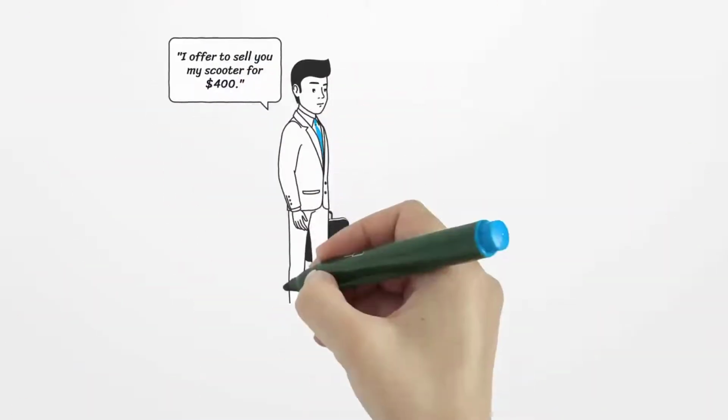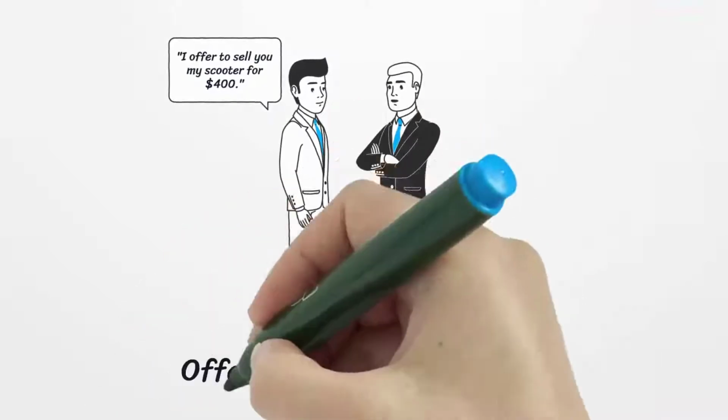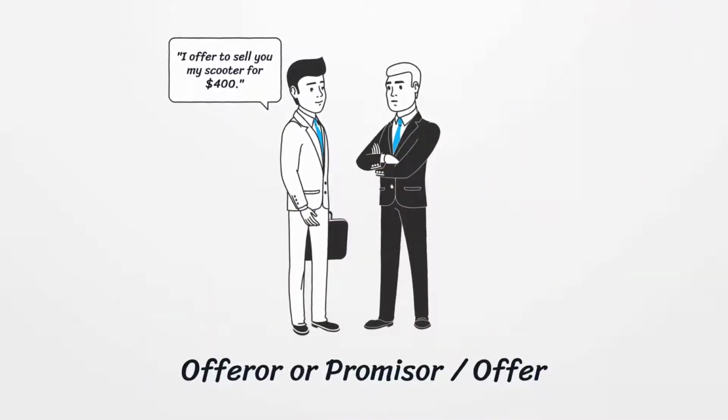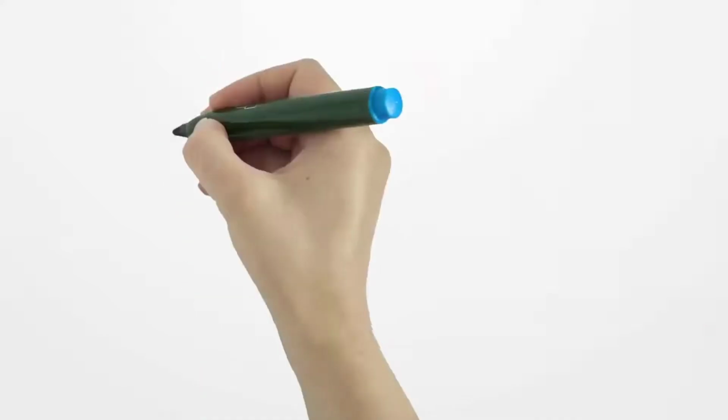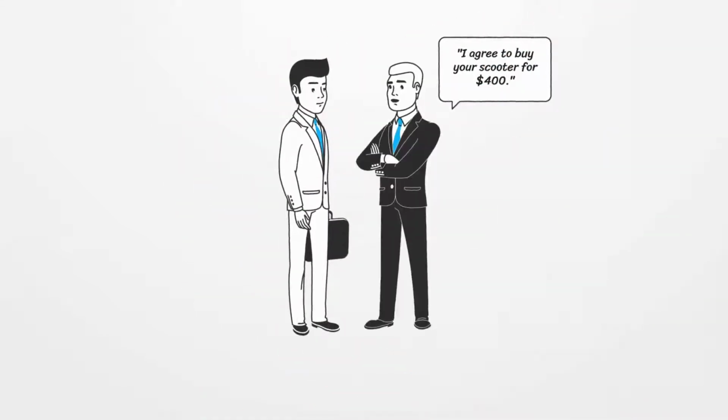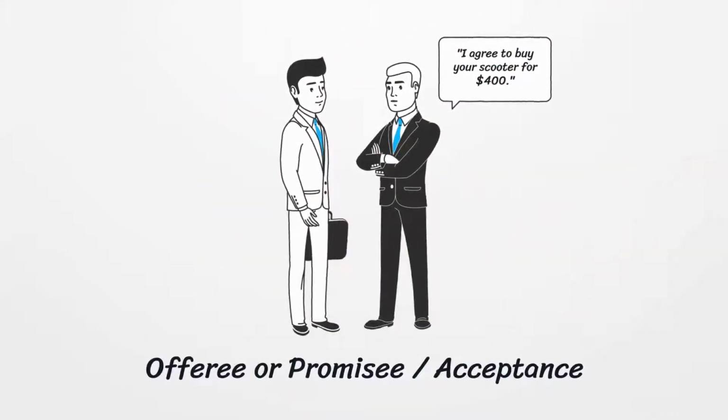The offer is made by the offerer or the promisor, and it must communicate something specific to the offeree or promisee. Here's an example of an offer. The offerer says to the offeree, "I offer to sell you my scooter for $400." The acceptance must be a mirror image of the offer, meaning that it must be precisely the same as the offer. For example, the offeree says to the offerer, "I agree to buy a scooter for $400."